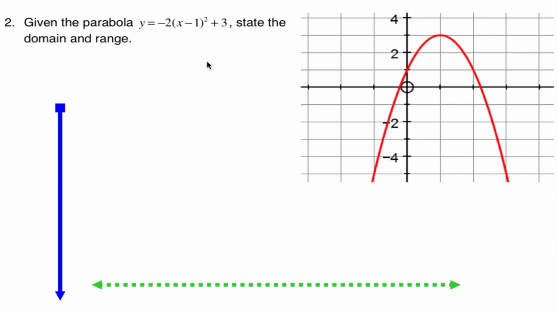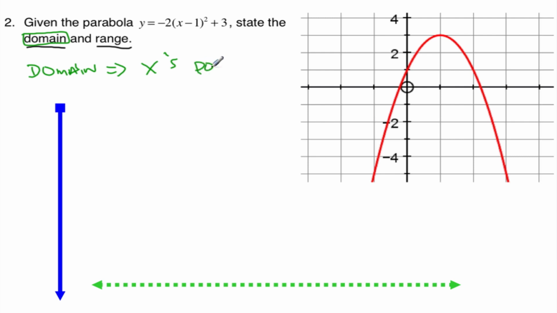Now we're still talking about quadratics and vertex form, but now we're going to talk about specifically the domain and range. When you hear the word domain, what do you think about? Well, domain is the set of x values basically that are possible on that graph.